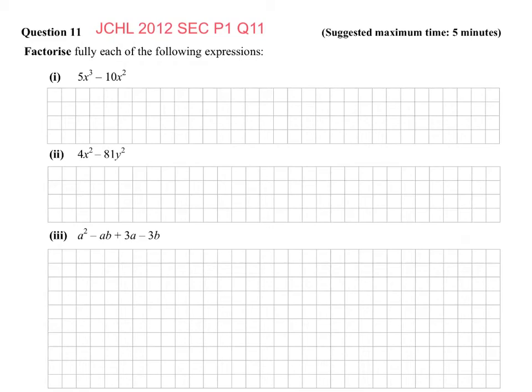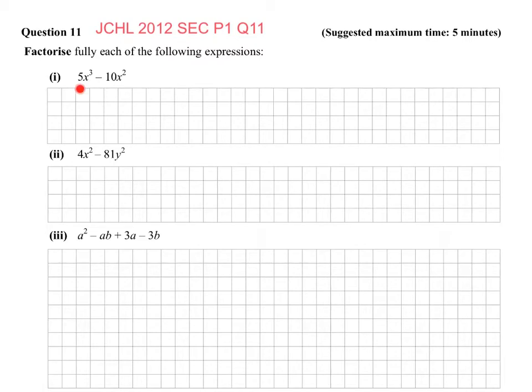Junior Cycle Higher Level 2012. This is the SEC June Paper 1, question 11, and it's an algebra question asking us to factorize. By that we mean finding a way to write these expressions, instead of being in essence an addition or subtraction of two things, as a multiplication of two things.